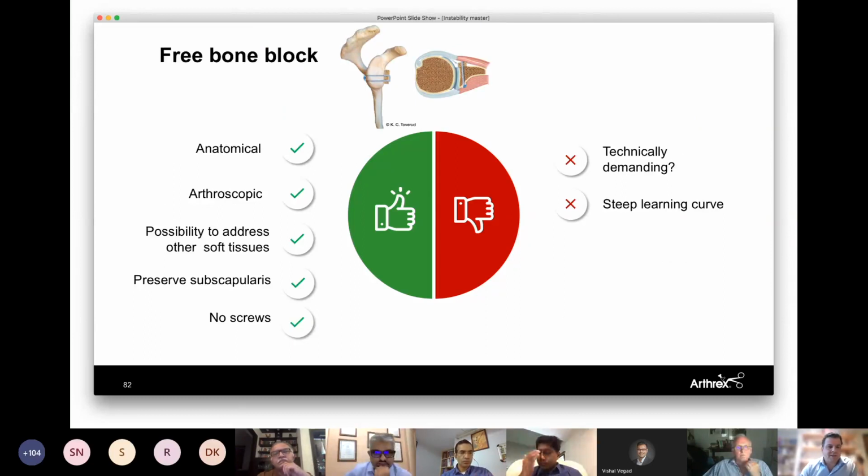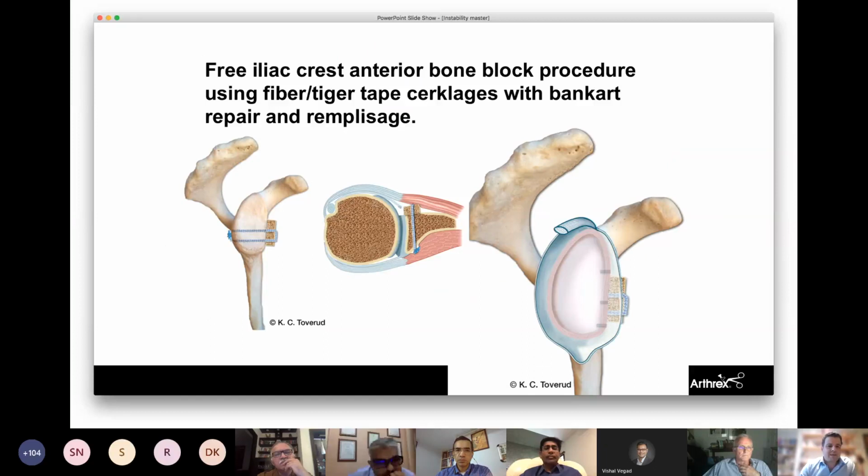What about a free bone block? It can be technically demanding, but it's much easier than Latarjet. It's anatomical. You just reconstruct the anatomy that is lost. It can be done arthroscopically without problems. Then you can address all the other soft tissues, the labrum, you can do remplissage, whatever. You don't have to do a subscapularis split, and you don't need screws for this either. So, next slide. I decided in this case to use a free iliac crest bone block procedure.